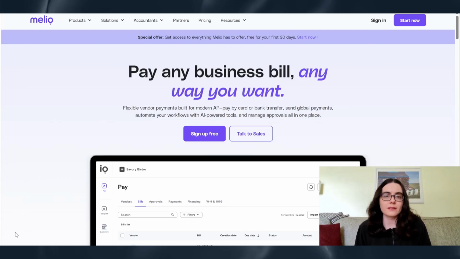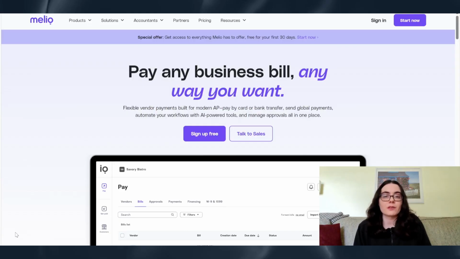So to sum things up here, Melio is a dedicated AP and AR tool, whereas Relay is really more of a business banking platform that also happens to offer AP and AR capabilities. Melio, I would recommend it if you really have specific needs on the AP side, especially. So if you already have Relay for banking, and you're wondering if their bill pay capabilities are going to be enough for you, it really depends on what you need. In some cases, it may have you covered.